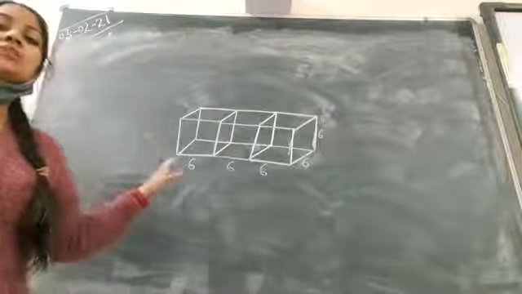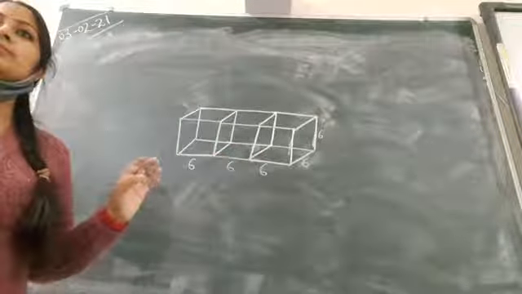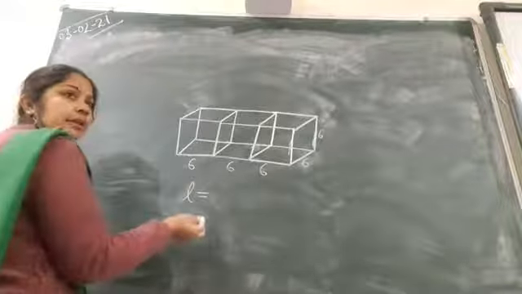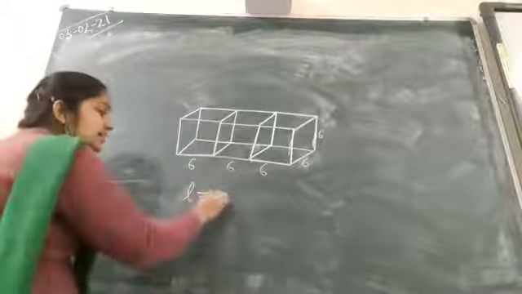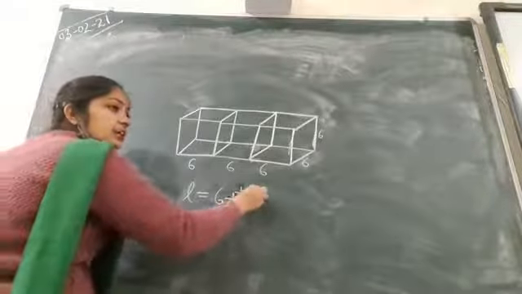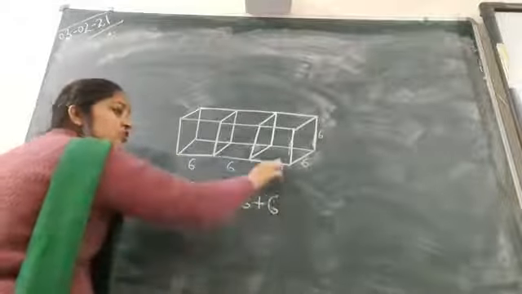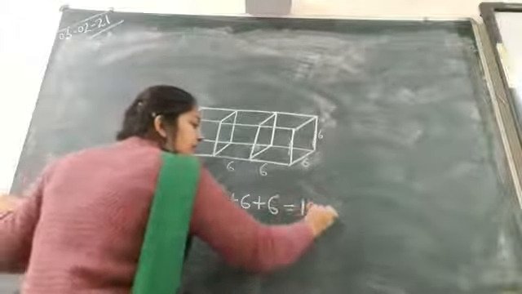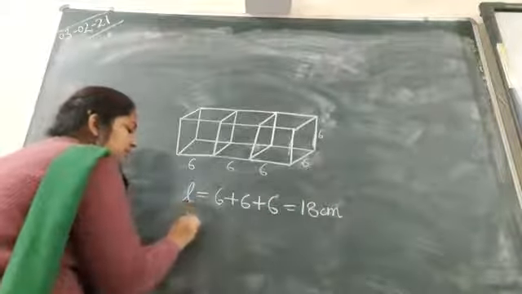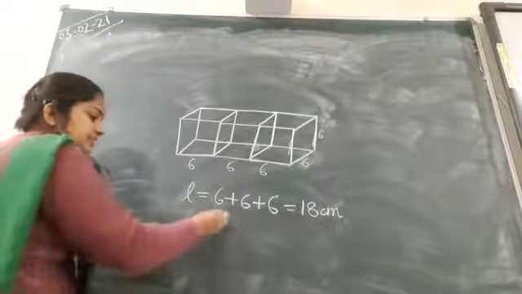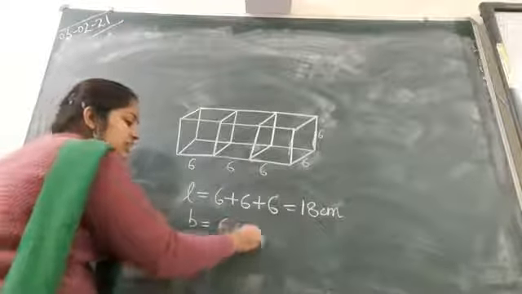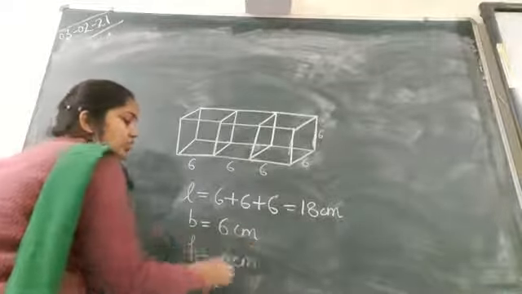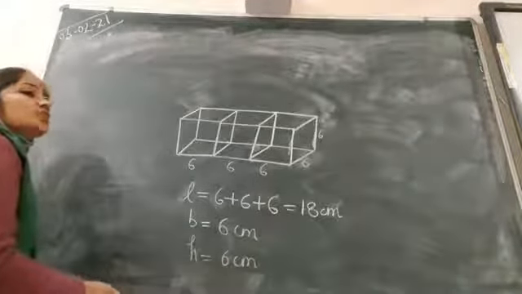Can you tell me what is the length of this cuboid? Very good. 18. How? 6 plus 6 plus 6. So length of this cuboid formed is 18 centimeter. Right? Yes. What is its width or breadth? 6. It remains same. There is no change. And height? 6. It remains same. There is no change. So can you find the volume of this cuboid?